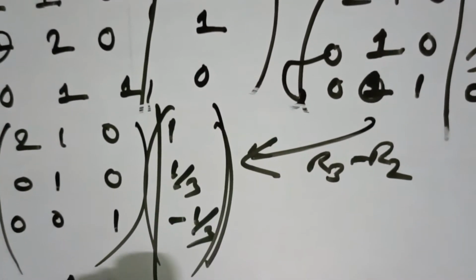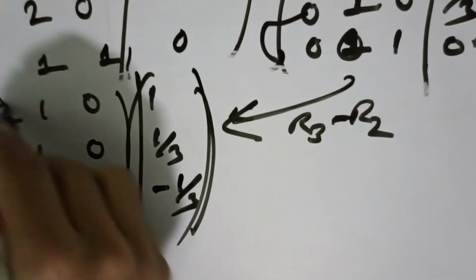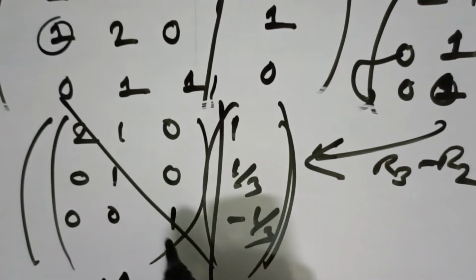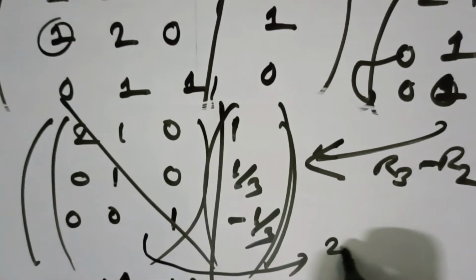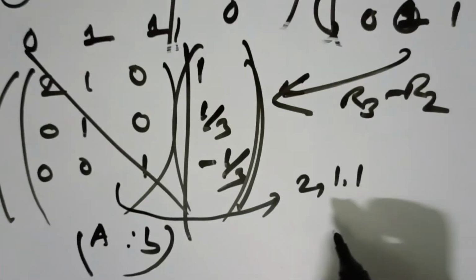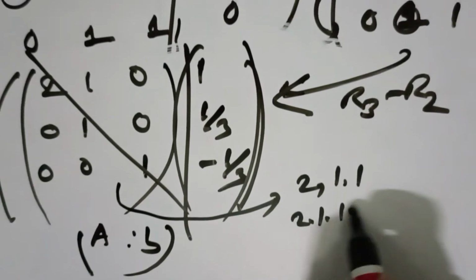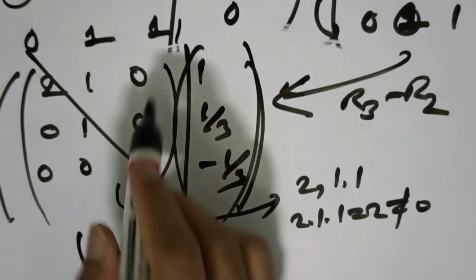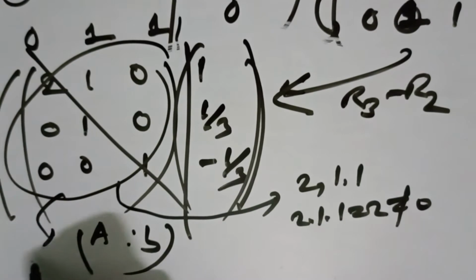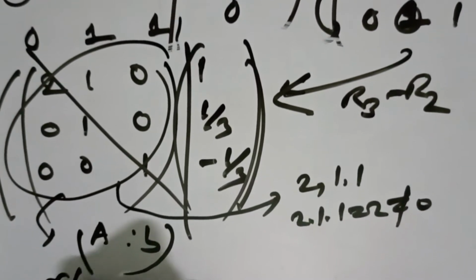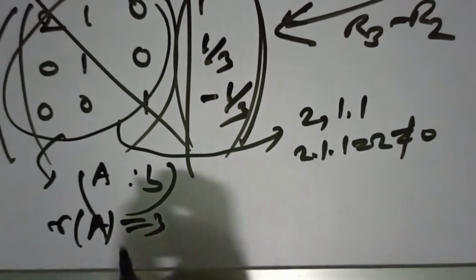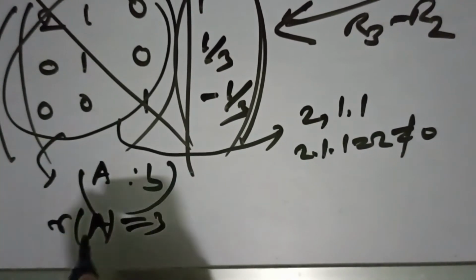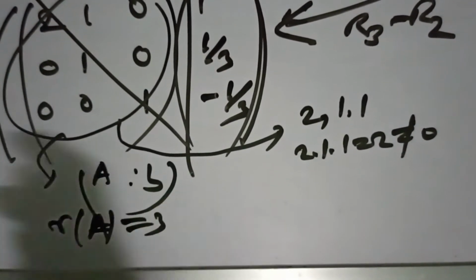AB. See, this is an upper triangular matrix. In the case of an upper triangular matrix, the diagonal entries are the eigenvalues, so the eigenvalues are 2, 1, 1, and the determinant is the product of the eigenvalues, so the determinant value 2 is non-zero. So for this matrix the rank is 3. The rank of matrix A is 3 since the determinant is non-zero.